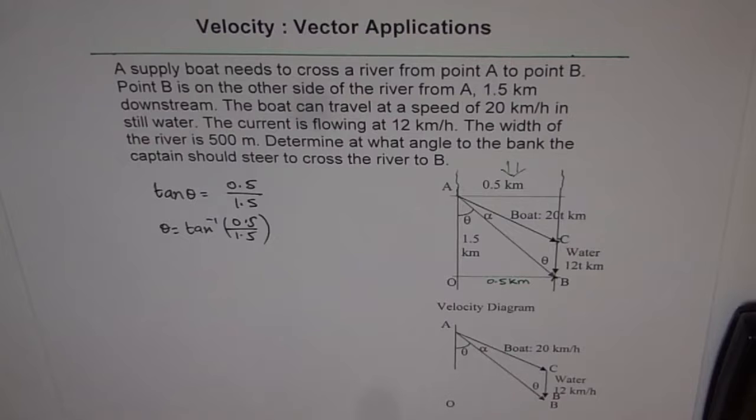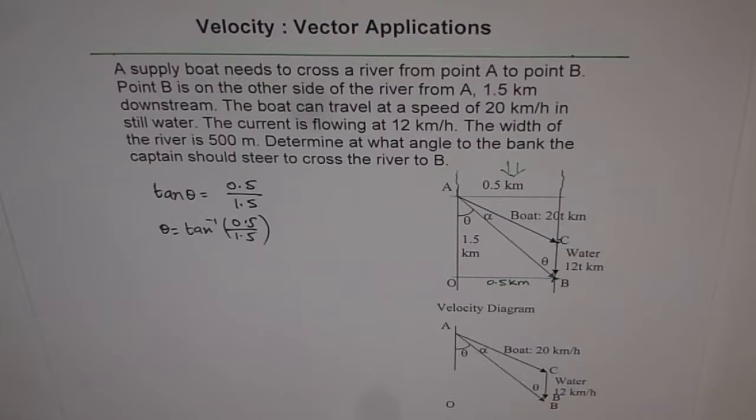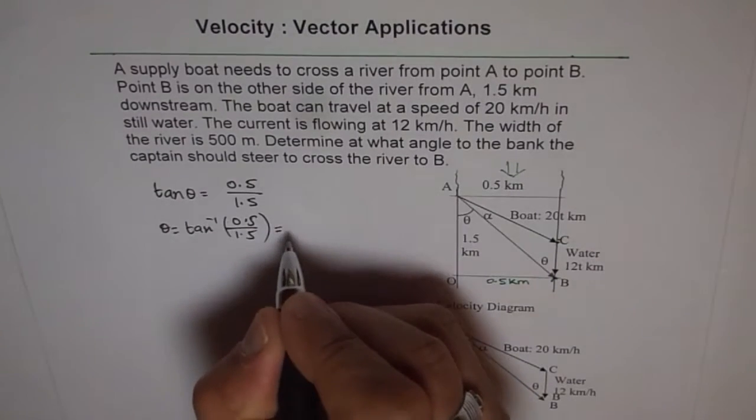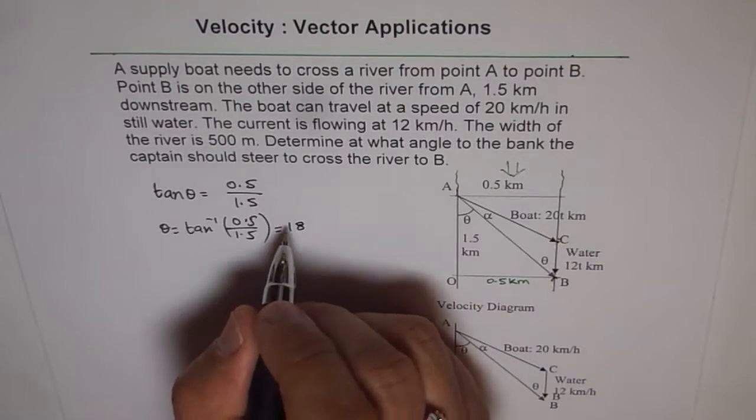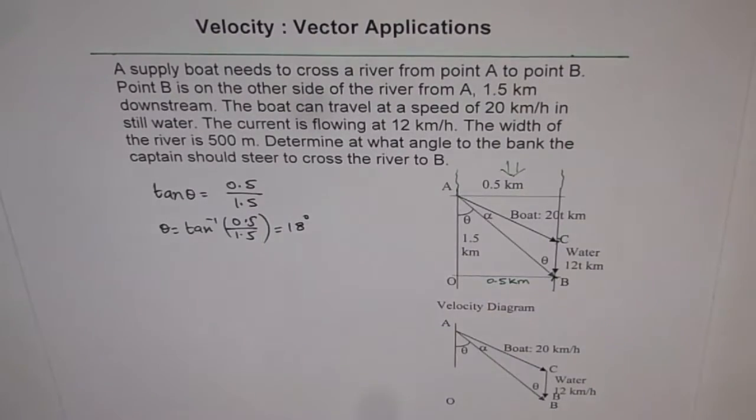So we get second function tan inverse within bracket 0.5 divided by 1.5 bracket close equal to 18.43. So we get our theta value as 18.4349, right? So let's say theta is 18. Let's round it to 18 this time. Okay, let's say 18 degrees.